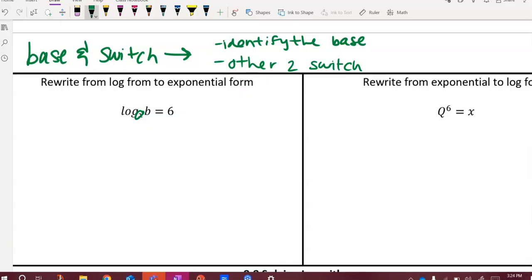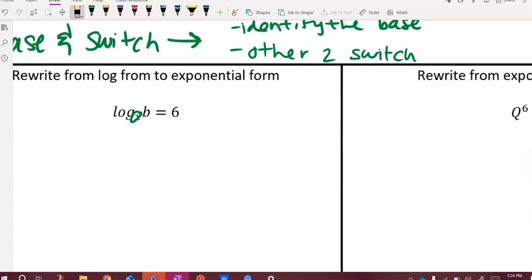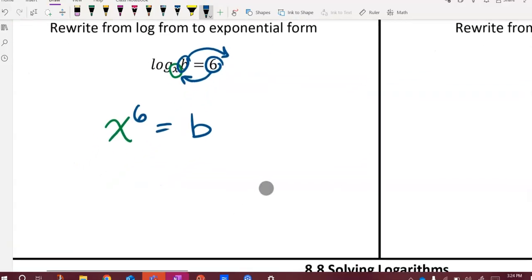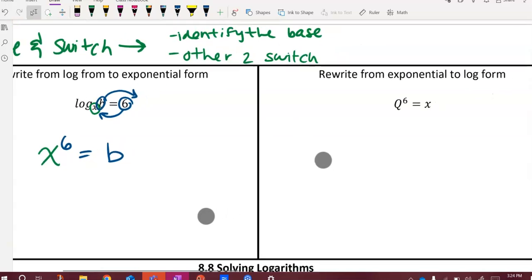So here our base is x. You can see it nicely. Here's our base, write it big. The other two numbers switch places. The 6 comes inside to become our exponent, and the b goes outside to become our answer. And that's it. Let's take a look at the next one.